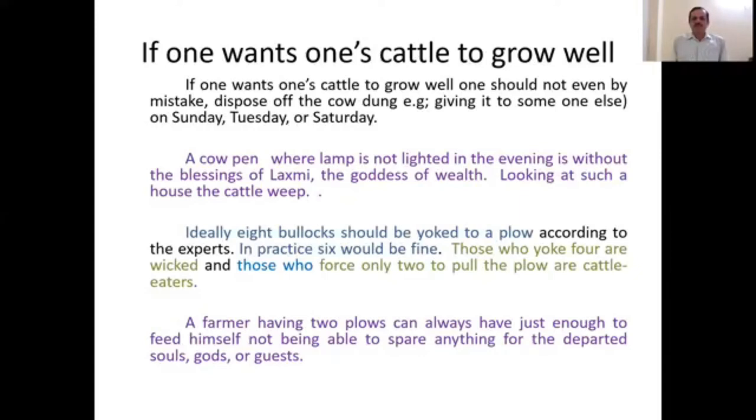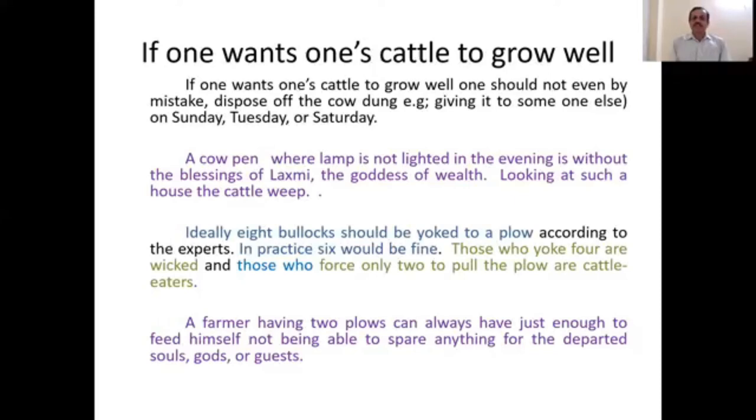Then a cow pen where a lamp is not lighted in the evening is without the blessings of Lakshmi. So it is always advised to light a lamp in the cow pen in the evening. Who is Lakshmi? Lakshmi is the goddess of wealth. Looking at such a house, the cat will leap. That means you should light the lamp in the cow pen in the evening.